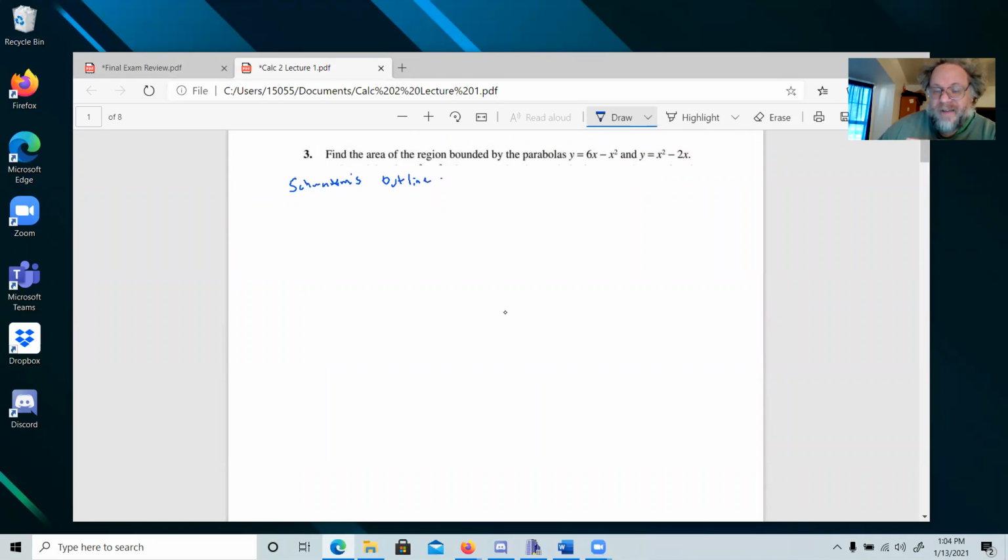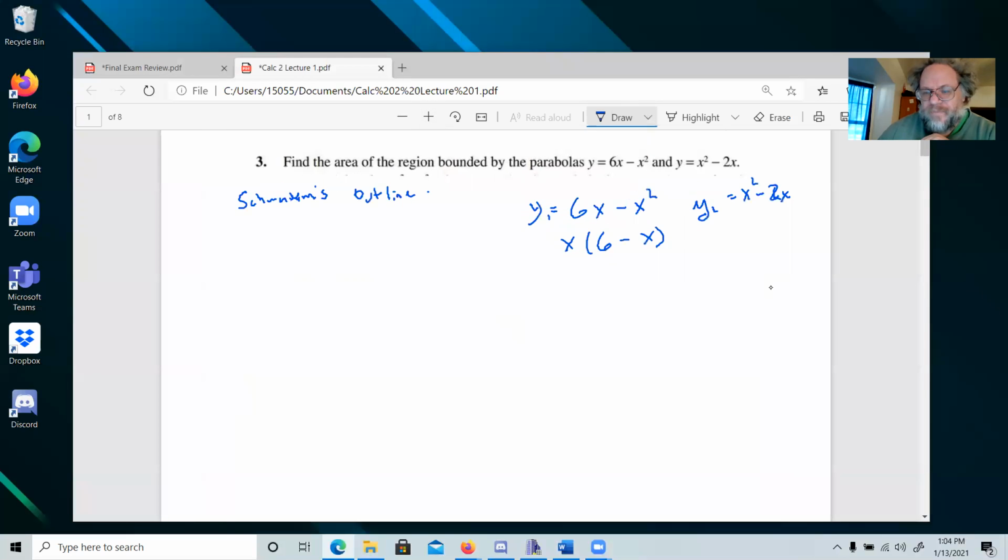So my f of x is 6x minus x squared. We're going to factor out an x, and we get x times 6 minus x. We'll call that y1. And our y2 is equal to x squared minus 2x, which factors to x times x minus 2.